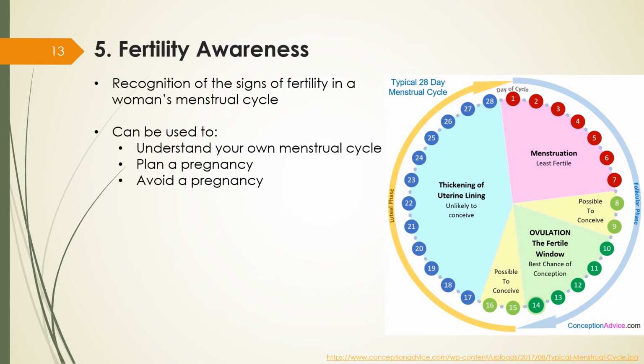How does it work? As I taught in the previous video, the woman's cycle always starts on the first day of menstruation. The days that you are menstruating are the least fertile days. So if you have a relationship during this period, probably you're not going to get pregnant.